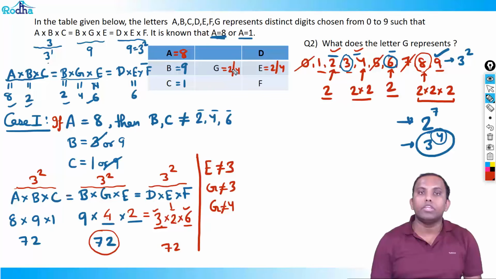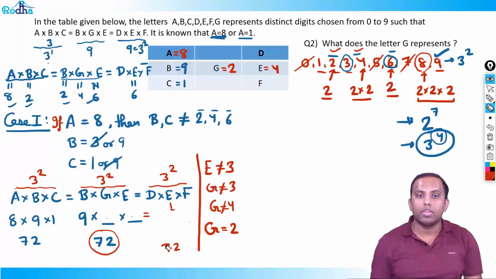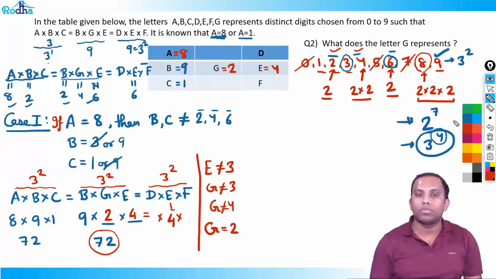So if we were confused between E and G being 2 and 4, now since G cannot be 4, obviously G has to be 2. So G is 2 for sure, right? Therefore, E is now 4. If G is 2, then E is 4. I hope you're getting every point, right? So now for D and F, we are left with only two options, 3 and 6: either 3 and 6 here or 6 and 3 here, for sure.